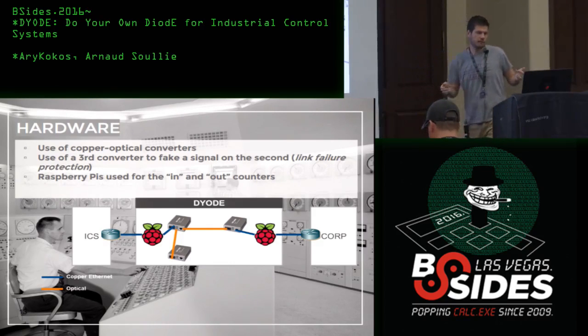We use Raspberry Pis because that's kind of inexpensive. And they will be in charge of performing some kind of network protocol translation from TCP to UDP to allow communication to flow through the diode. So how does it work?